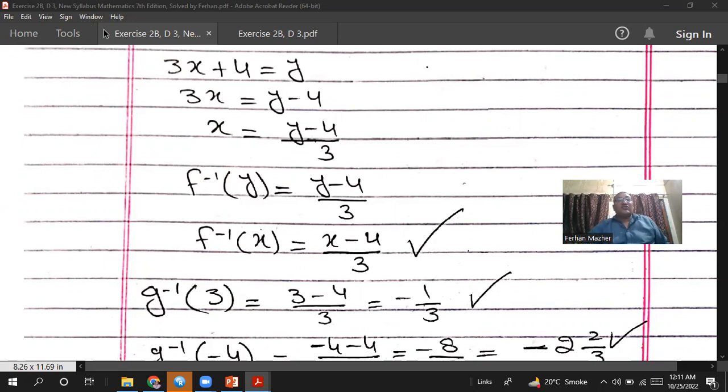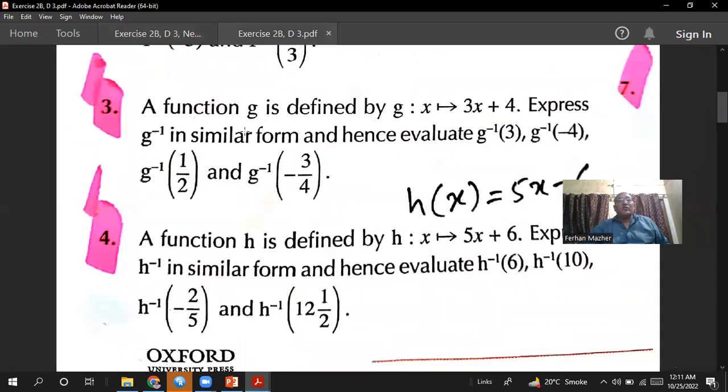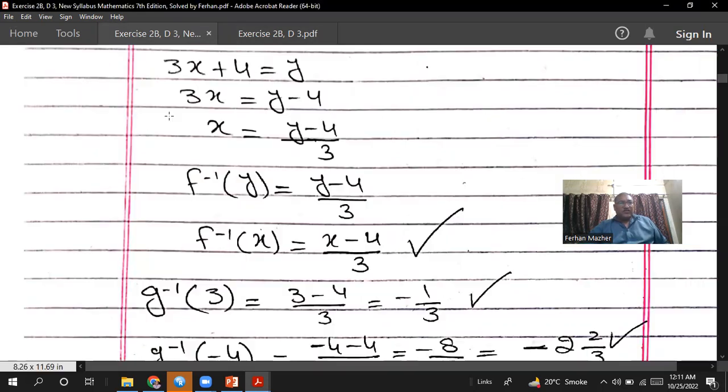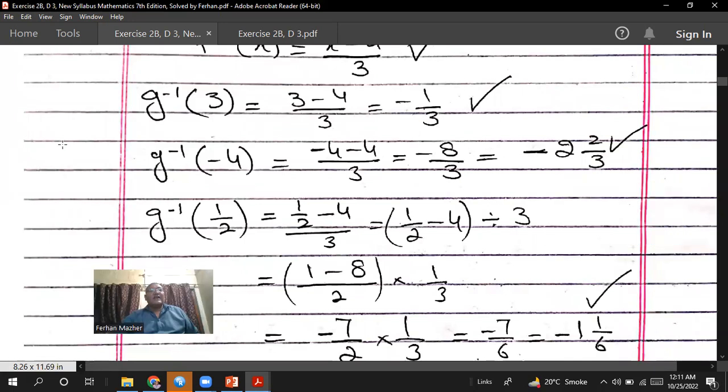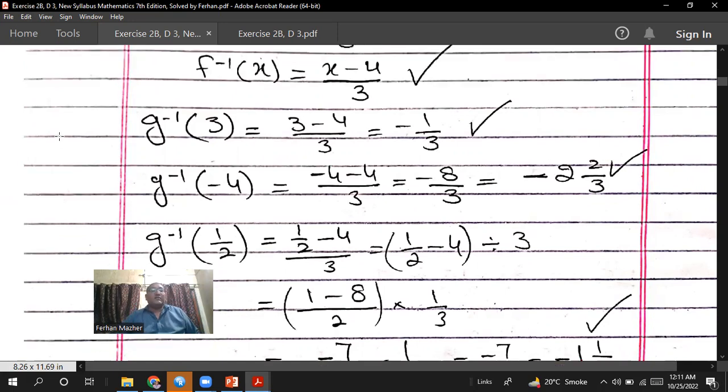Now, the next question is to find the value of g inverse of 3. So I will find out these values. They have asked g inverse of 3. So that will be 3 minus 4, the whole thing divided by 3. So it will be minus 1 by 3. G inverse of minus 4, that will be minus 4 minus 4, the whole thing divided by 3. So it will be minus 8 by 3, which is minus 2 whole 2 by 3.